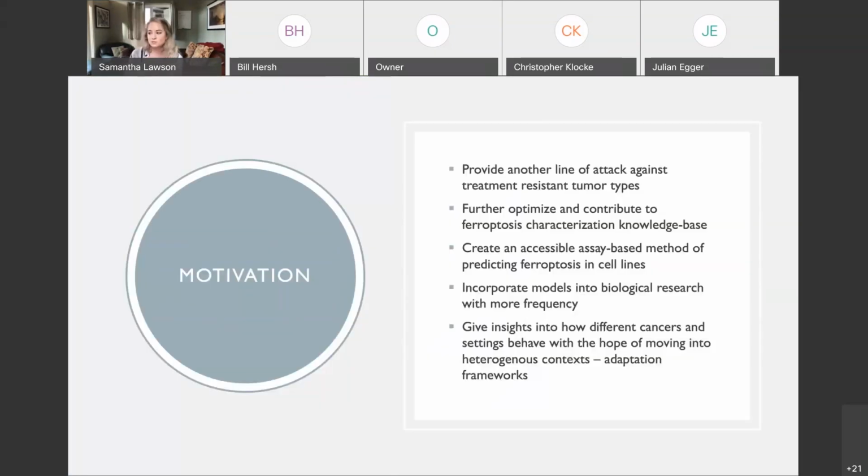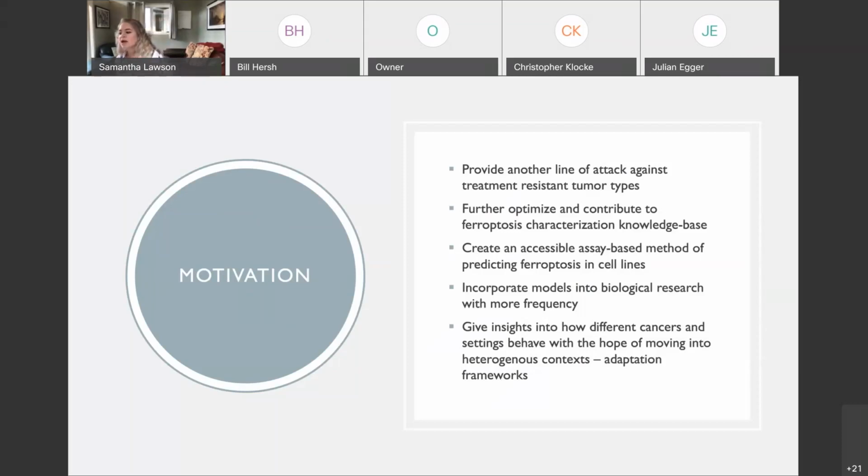So the motivation for this project, 1, is to provide another mechanism to target if treatment options of other mechanisms have proven ineffective and the tumor is resistant to those treatment options. So having this newer type of cell death creates a new target to look at. And so by adding more characterization to the knowledge base that's currently built on ferroptosis, you're aiding the advancement in this mechanism.